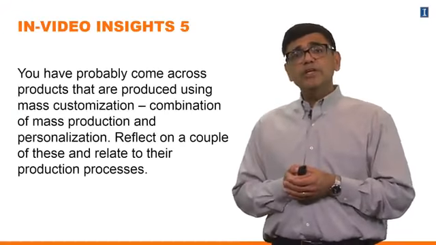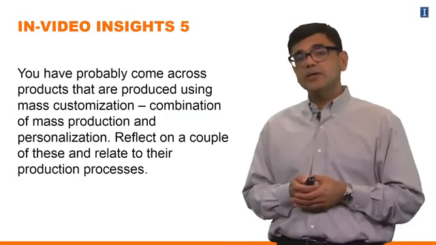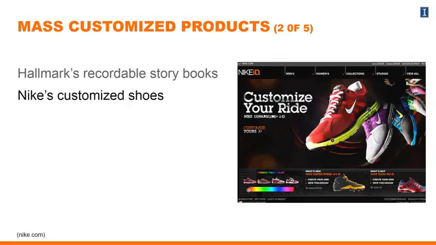So, hopefully you've thought of a few products where mass customization or mass production and personalization have been combined in a good way. I have a few examples that I'm going to share with you over here. So Hallmark is a company that's known for their greeting cards, and they have this product called recordable storybooks, which lets customers send in their audio stories and is able to customize the products for them. In terms of the production process, this company uses information technology and the internet to be able to achieve this objective for their customers.